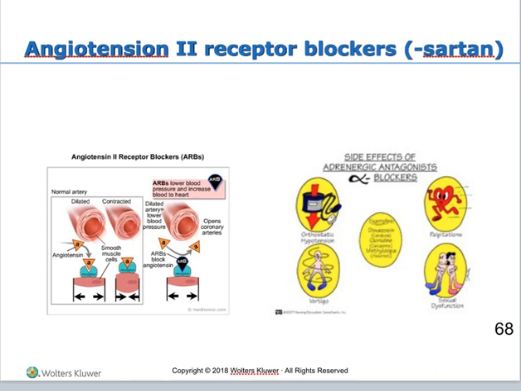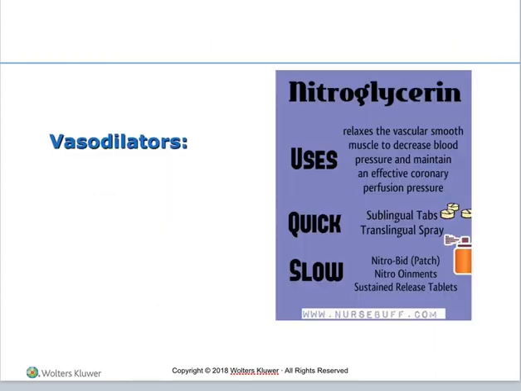All right, hang in there, guys. We're nearing the end. I want to touch base on vasodilators. There are a variety of vasodilators. Nitroglycerin is one. Another example is isosorbide. Another is hydralazine.